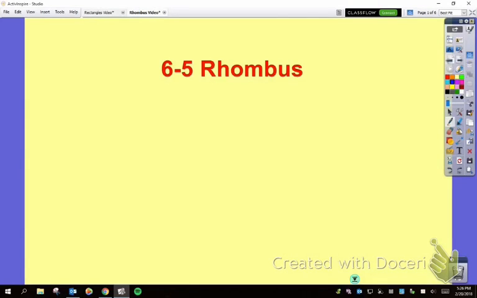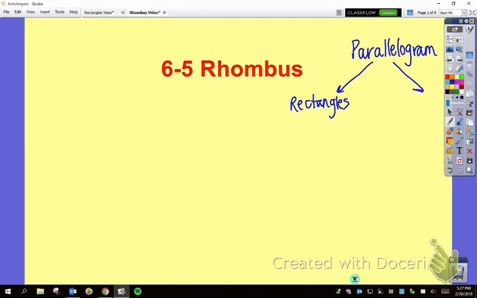So today we are continuing on with quadrilaterals, and we've got rhombus. Now remember we started with parallelogram, and from parallelogram we have talked about rectangles, which are a type of parallelogram. And today we're talking about rhombus. Now rhombus is also a type of parallelogram, but it's not necessarily a rectangle. So we need to make sure that we are mindful of that. It's not going to be a rectangle, but it is a parallelogram.